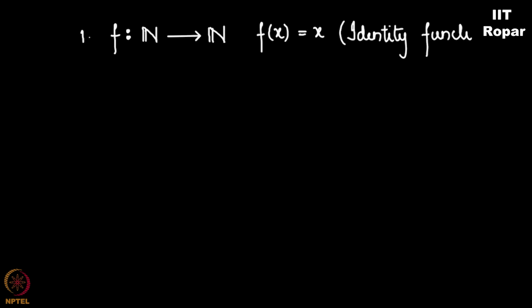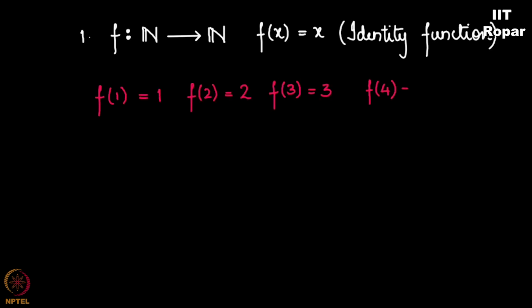We are now going to see some examples of onto functions. Consider this function f from the set of all natural numbers to the set of all natural numbers defined as f of x is equal to x. This function where x goes to x is called the identity function. So let me start enumerating. F of 1 is 1, f of 2 is 2, f of 3 is 3, f of 4 is 4 and so on. Each number is mapped to itself.